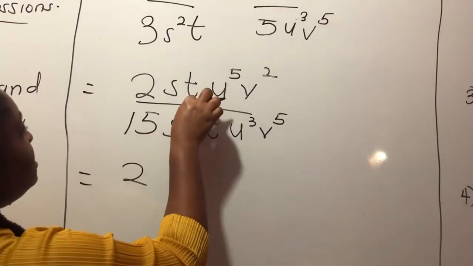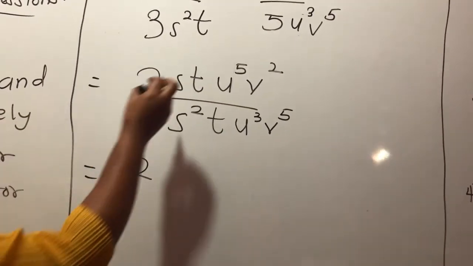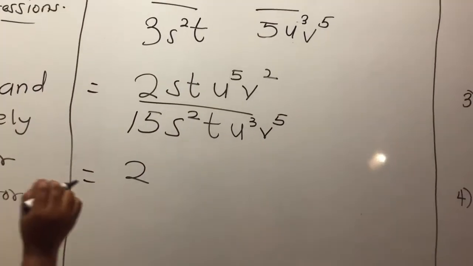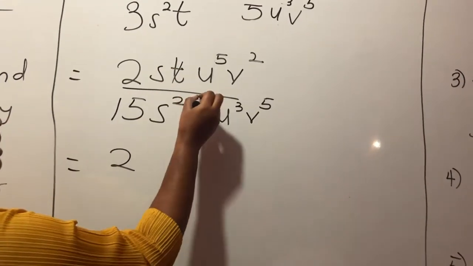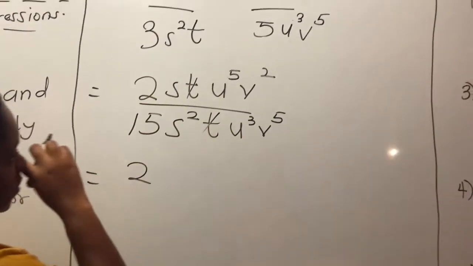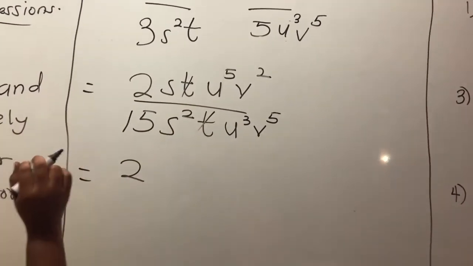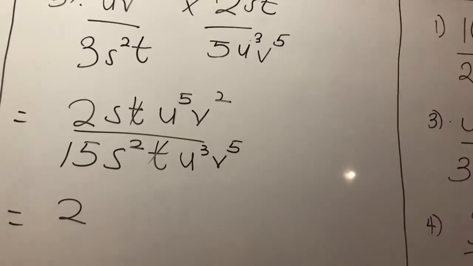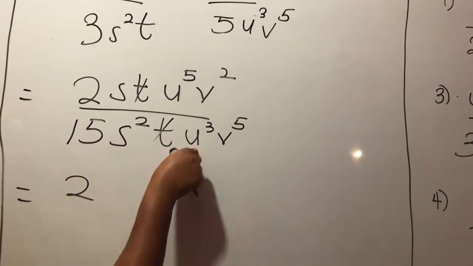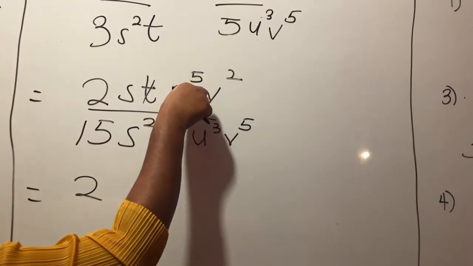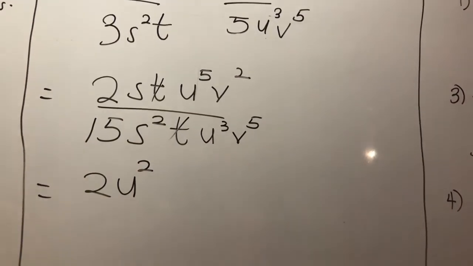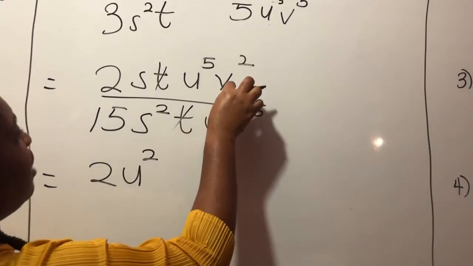Okay. Now, T. Let's look at T. Now, there's a T here, which is 1, and there's another T here, which is 1. So that means this T will cancel this T. Do you get it? Okay, now let's look at the U. Now there are 5 U's here and there are 3 U's here. That means the 5 U's will take out the 3 U's here, leaving us with what? 2 U's. So you have U to the power 2. I hope you understand.